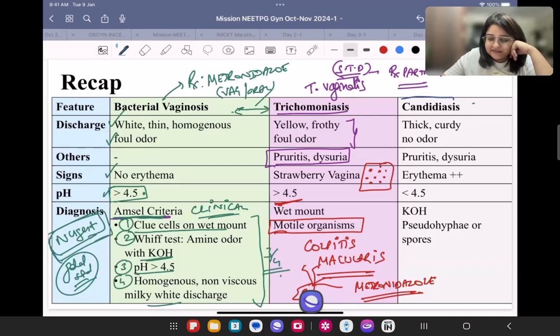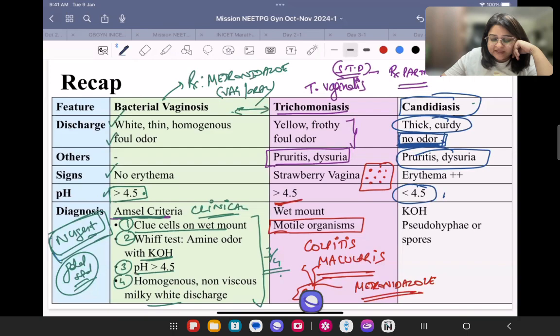Then we have candidiasis. Candidiasis is a fungal infection. The patient is going to have this typical thick curd-like discharge. Okay, but there's no foul smelling. So there's no smell, but she will have intense itching and she'll have urinary symptoms. Okay, so typically there is no foul smell.